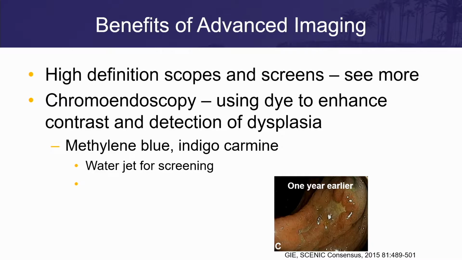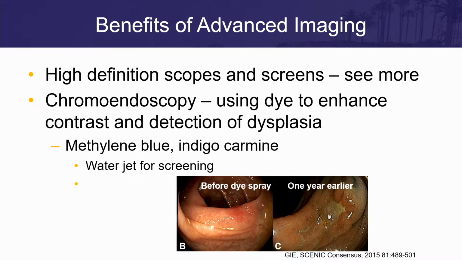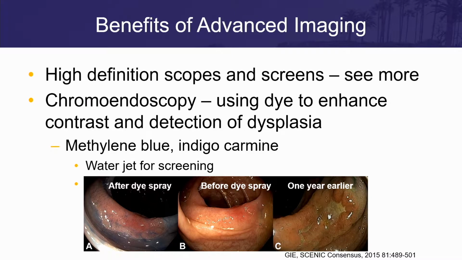The benefits of advanced imaging with high-definition scopes and screens: we obviously see more. We see with higher resolution and see things we weren't able to see before. Chromoendoscopy uses dye to enhance contrast and detection of dysplasia, and I'm sure you've seen things like this before. You have something that looked inflamed, you control the inflammation. You have something that's a little suspicious with dye spray, it can be much more obvious, which is really helpful.